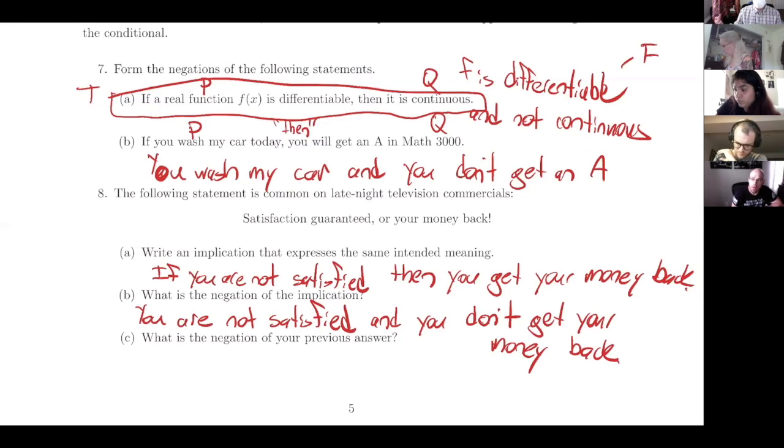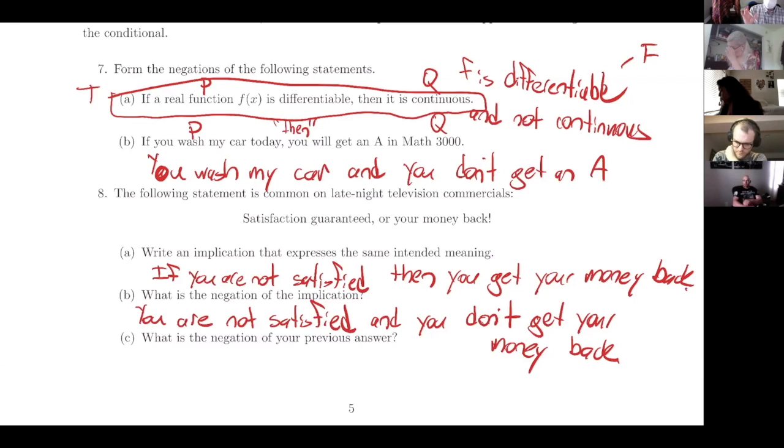And one thing that I haven't mentioned here is, if we negate the negation, what do you think happens? What would you like to happen? Maybe I should say it like that. Well, does that change the beginning of it? Would it change it to you are satisfied and you don't get your money back?